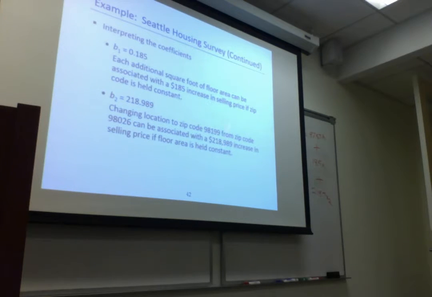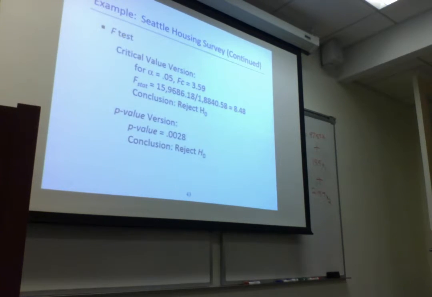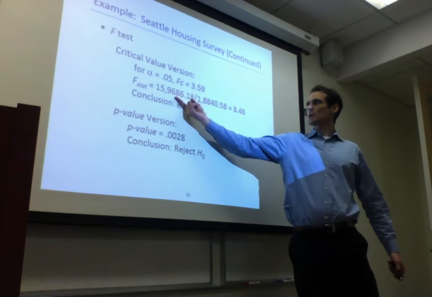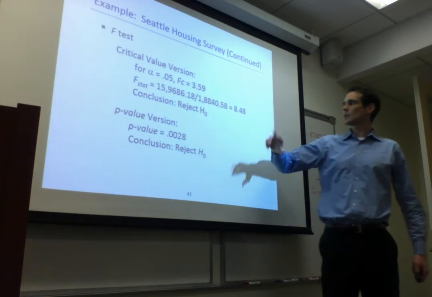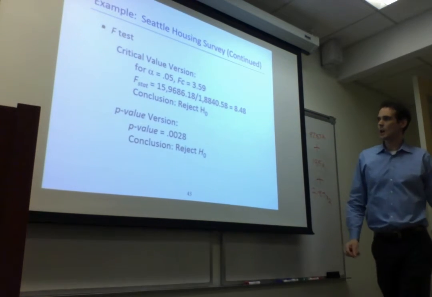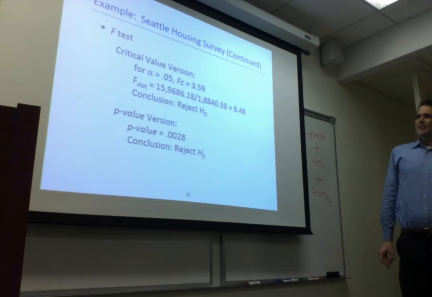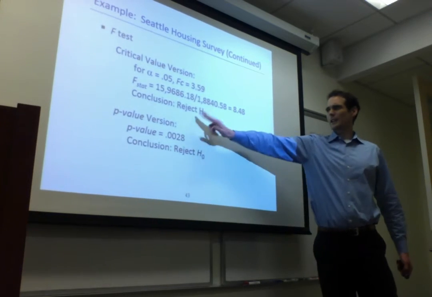And we already talked about the second variable, the dummy variable. If you are, all things equal, in the more expensive zip code, your house might sell for an additional $218,989. Let's do our F-test. All right, let's take our mean square regression divided by our mean square error, and let's get 8.48.